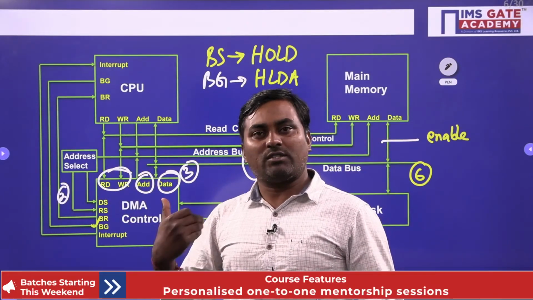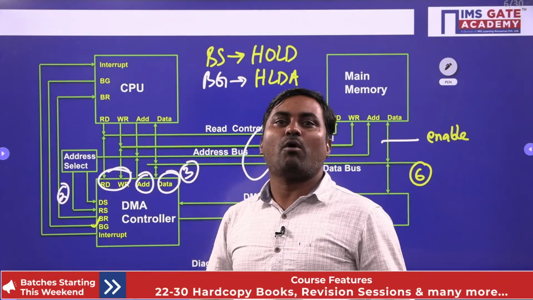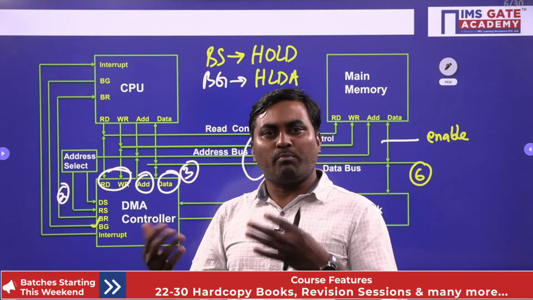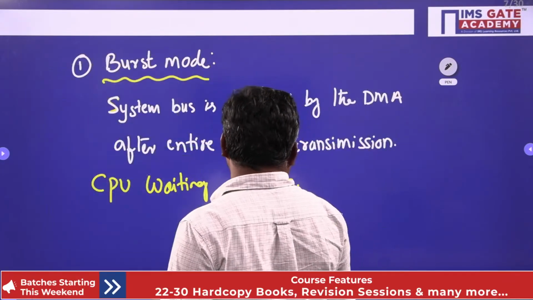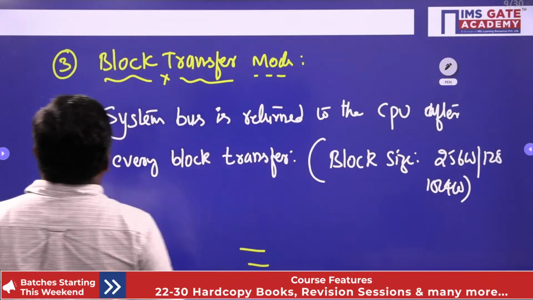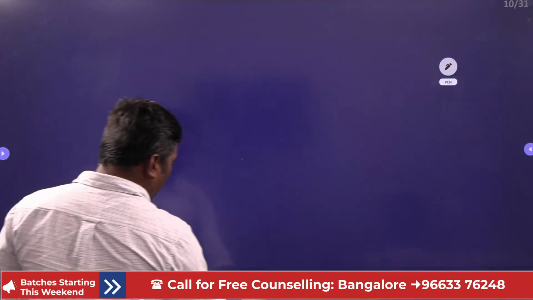In the fifth or sixth step, the transmission takes place here. This transmission will keep on happening based on the mode the DMA is working in. The DMA works in the 3 modes that I discussed. Now, one more thing needs to be understood here.